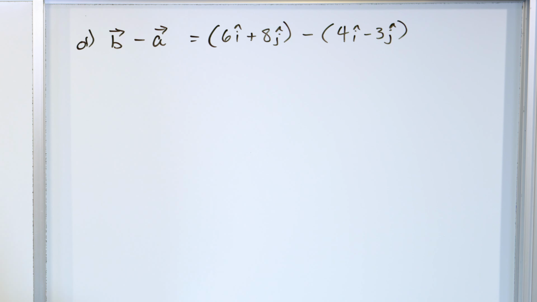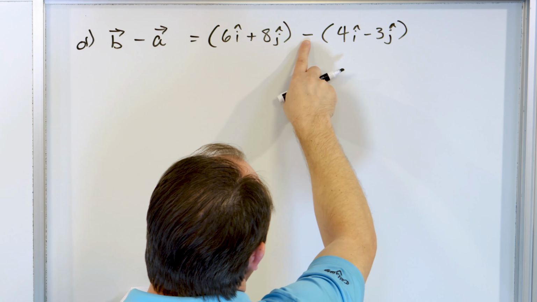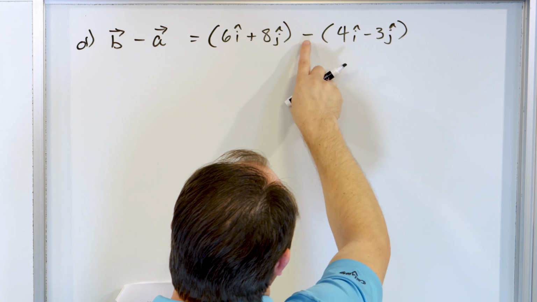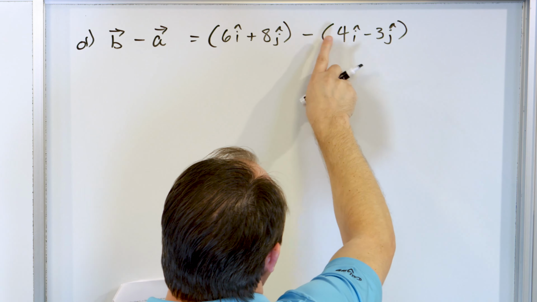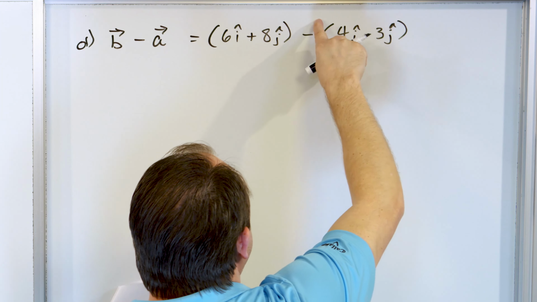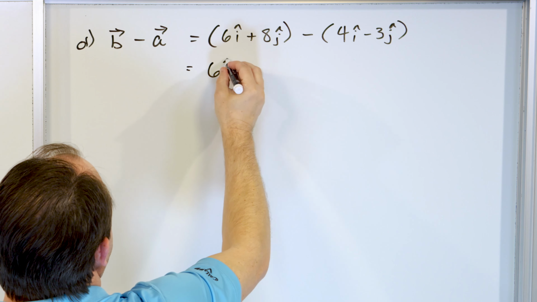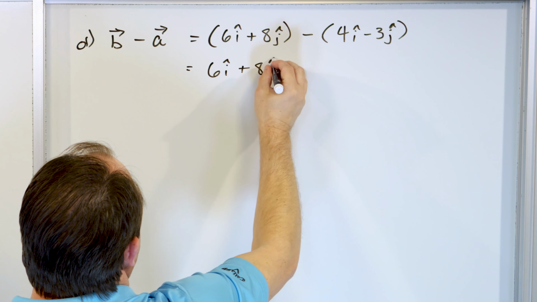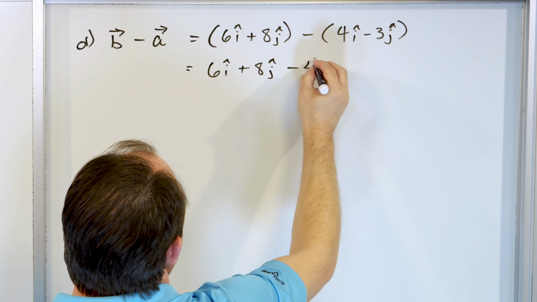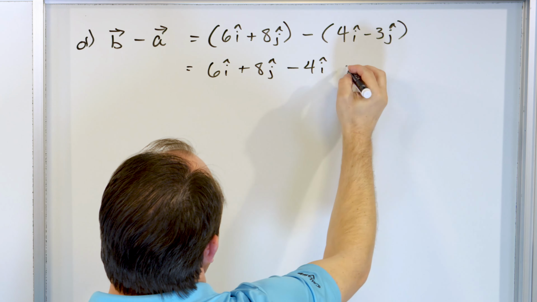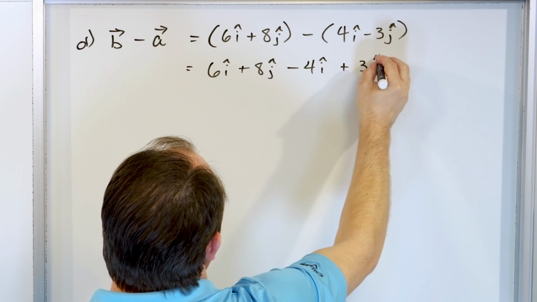All right. Now the issue here is you're subtracting them, but this minus sign is just like any algebraic expression. This negative 1 is sitting outside of the vector. You have to distribute the negative 1 in there before you do anything. So what you really have is 6i plus 8j, and then you have a minus 4i, and then the minus times the minus gives you plus 3j. All right, now you proceed.